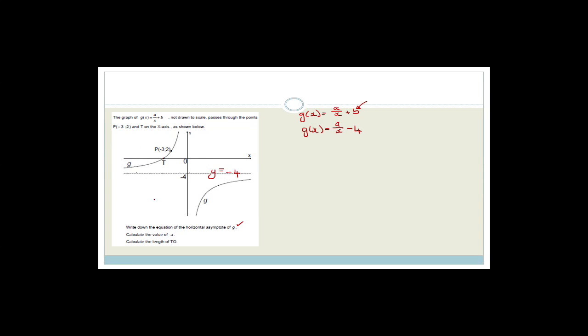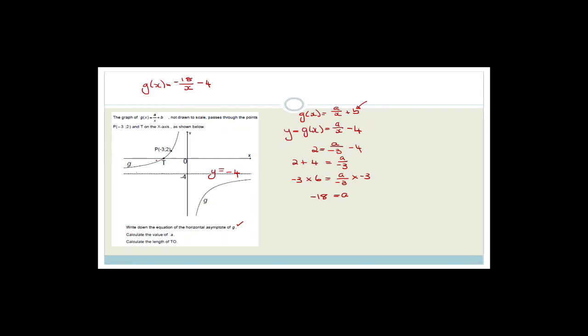Okay, so now what we need to do is find what the letter a is. That's fairly easy, because all we're going to do is substitute in the point (-3, 2), because g of x equals y. So you've got 2 equals a over minus 3 minus 4. We take that across, it becomes 2 plus 4 is equal to a over minus 3. So we've got 6 is equal to a over minus 3. Multiply both sides by minus 3, so you've got a is equal to negative 18. And then I want you to look at this and say, well, what does that mean? That means that g of x is equal to negative 18 over x minus 4.